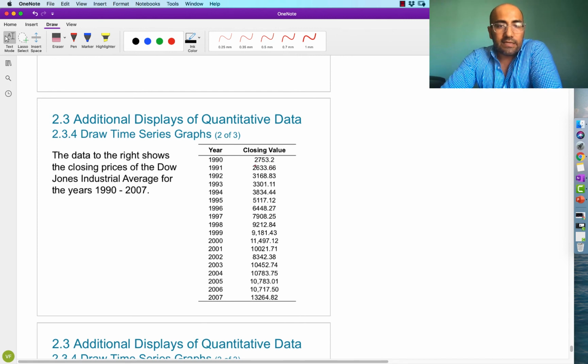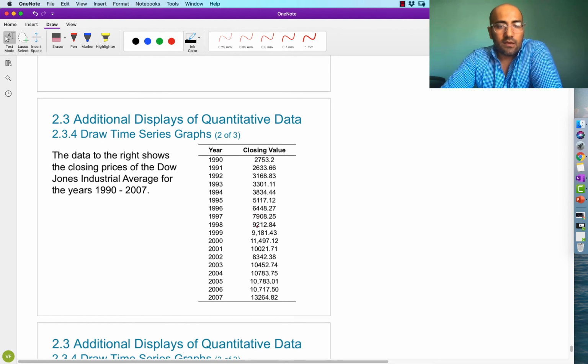So in 1990, it was at 2,753. In 1991, that was 2,633. So it looks like we're down a little bit. 1992, 3,100, and 3,300, 3,800, right? So it looks like it's steadily climbing.